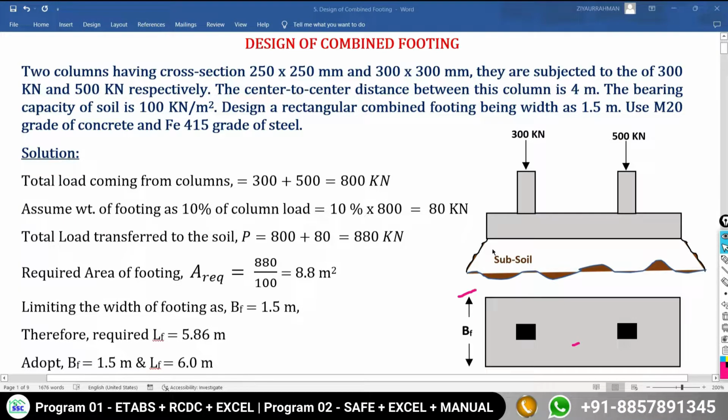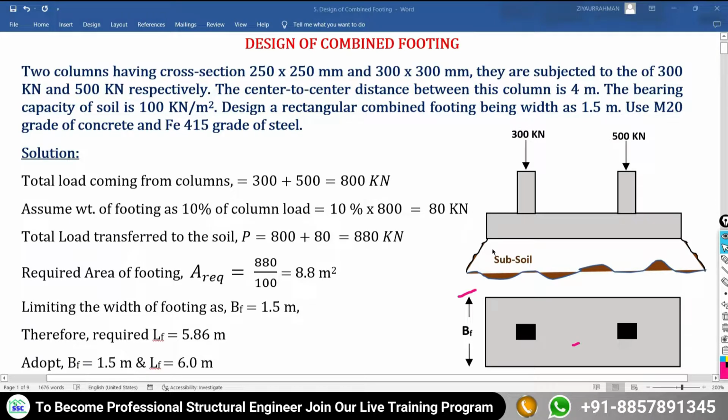So I am going to consider slightly more value than that of this requirement. So I am going to consider the length of the footing as 6 meter. So finally the width of the footing and length of the footing are going to become 1.5 and 6 meter respectively. Now finally the area of combined foundation provided is going to become length of the footing multiplied by width of the footing, as 1.5 multiplied by 6. It is going to become 9 meter square.